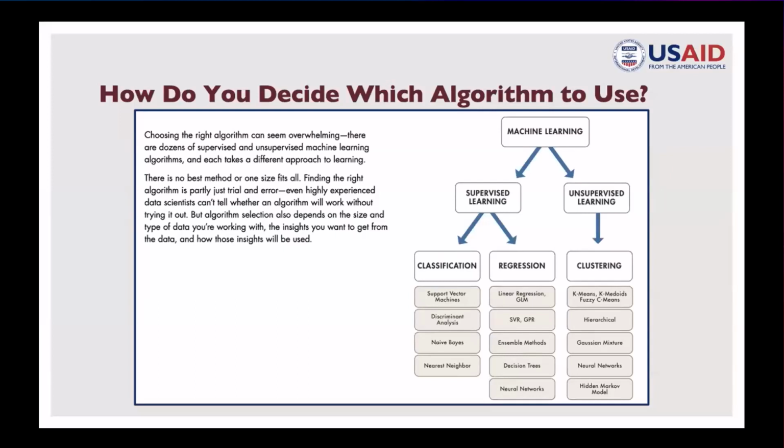So under classification, here are some of the most common learning models. We have support vector machines, discriminant analysis, naive Bayes, which is based on Bayesian theory or Bayesian inference, and nearest neighbor. For regression, we have linear regression, GLM, SVR, GPR, and some methods, decision trees, neural networks. For clustering, we have K-means, K-medoids, fuzzy C-means, hierarchical, Gaussian, neural networks, hidden Markov model, and so on and so forth.